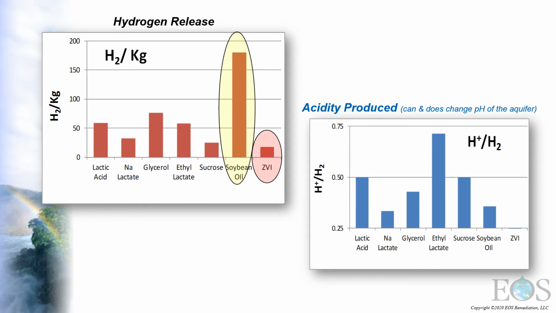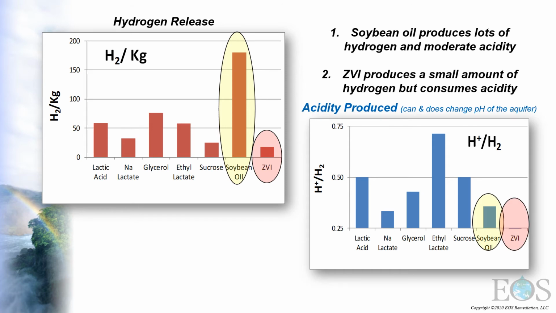Also, as we're producing this hydrogen, we're also producing some acidity. Now, the reason we use soybean oil for EOS is that we're producing a lot of hydrogen, and we are producing some acidity, but it's much more moderately produced than some of the other substrates by comparison. And you can see that zero valent iron actually consumes acidity, so it's not dependent on pH like some of the organic substrates are.